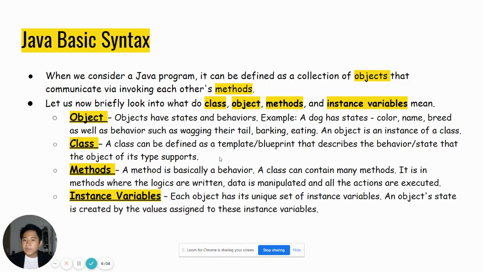Okay, and then instance variables. Each object has its unique set of instance variables. An object's state is created by the values assigned to these instance variables. So if you remember, guys, the variable that we talked about last time, that's the same variable here in Java programming. You create a variable where you put values that you will use in your program.